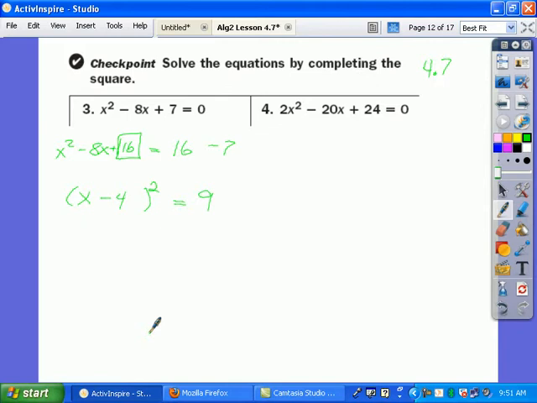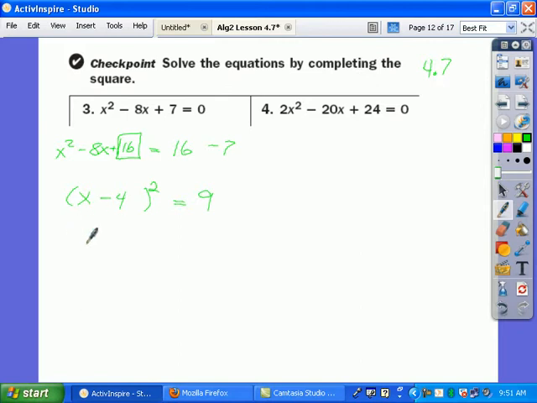And that is the process of completing the square. Again, we add some number to both sides so that I can factor the left-hand side into this quantity squared, and now we just apply the square root method from here.